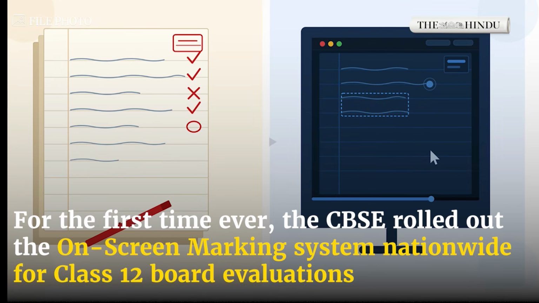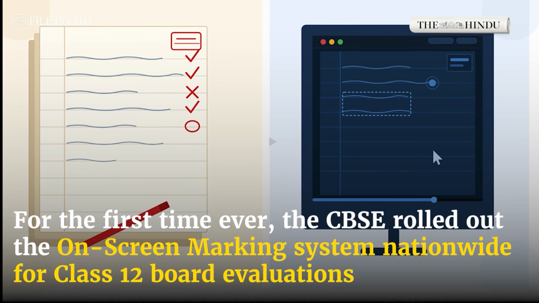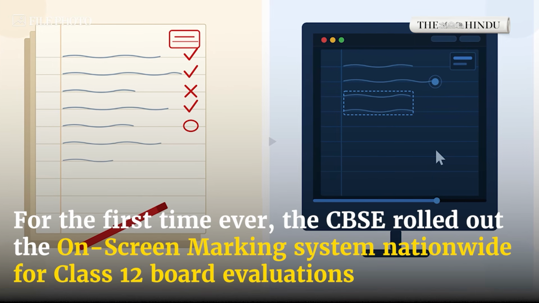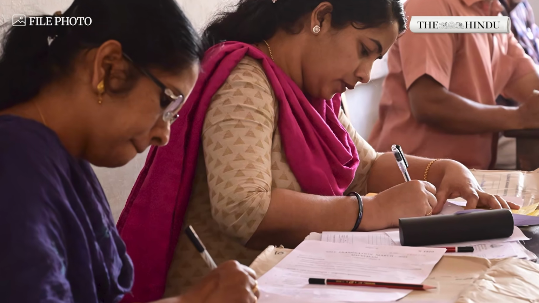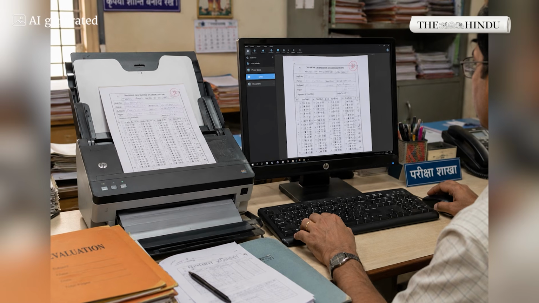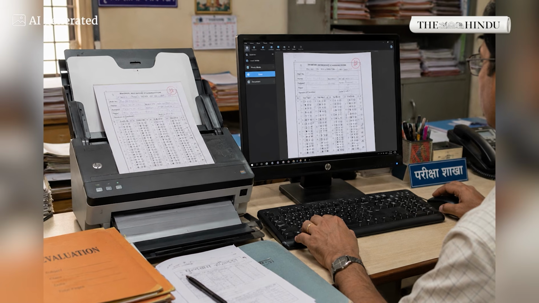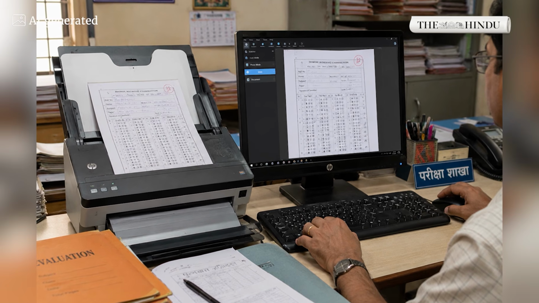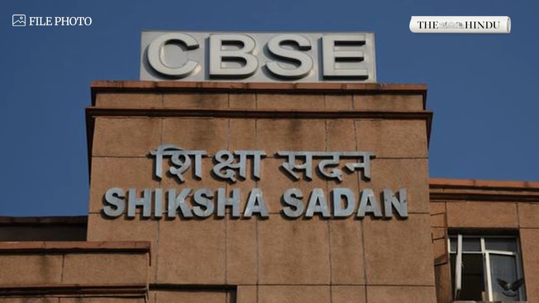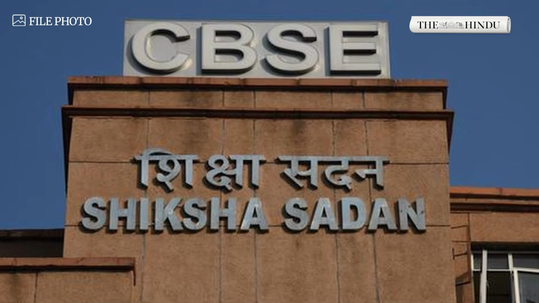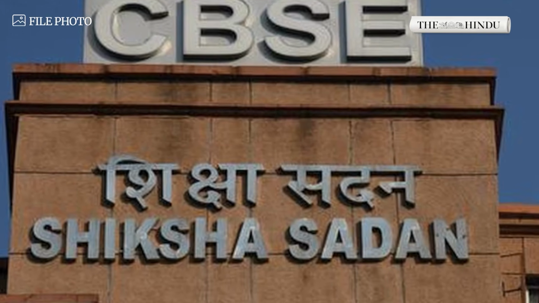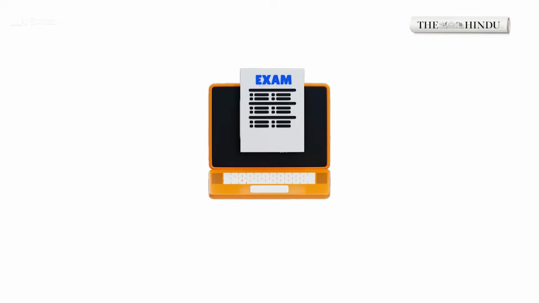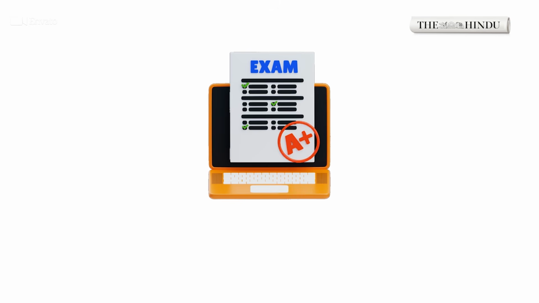For the first time ever, the CBSE rolled out the on-screen marking system nationwide for Class 12 board evaluations. Instead of teachers checking physical answer sheets with a pen, answer books were scanned, uploaded onto a digital platform, and evaluated on computer screens. The CBSE said this would make the process faster, more transparent, and more efficient. And on paper, that sounds reasonable. After all, universities and international boards like IB and Cambridge already use digital evaluation systems.